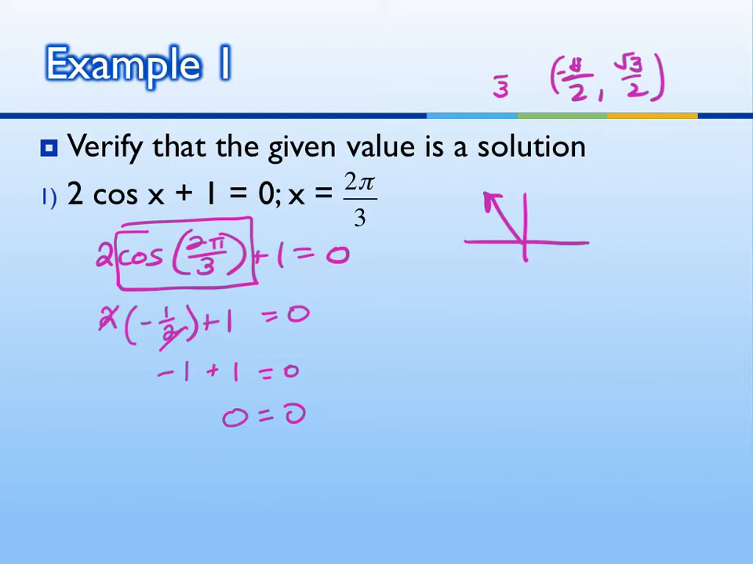So the whole point of this example is to say every single question in this grouping of types of problems can be checked. You can take your answer, plug it back in, and check it. All of this is going to be in radians.